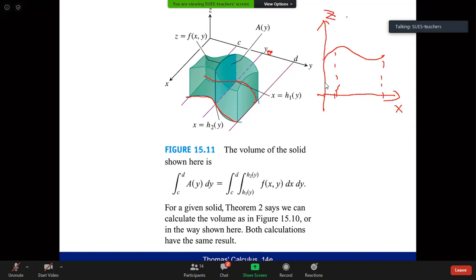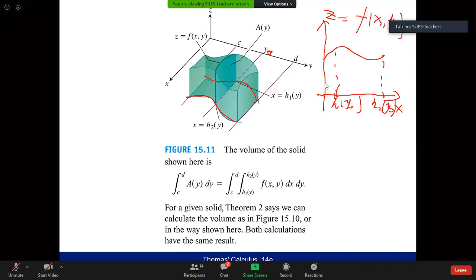So we fix the, so here is h1 y0. Here is h2 y0. Okay, so although this y can move from C to D, for the specific y0 we know what is the integrated area for the x, and we know what is the curve of z, right? Z is equal to f(x, y0). Okay, so now y is fixed.